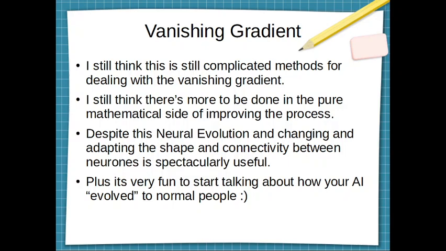I still think neural evolution is a complicated method for dealing with the vanishing gradient, which I still think there might be more to learn in pure mathematical methods of how we propagate the backwards propagation. And I'm sure somebody out there's already solved this, but I'm not talking about changing the world, but I'm kind of trying to get my head around AI and get better.